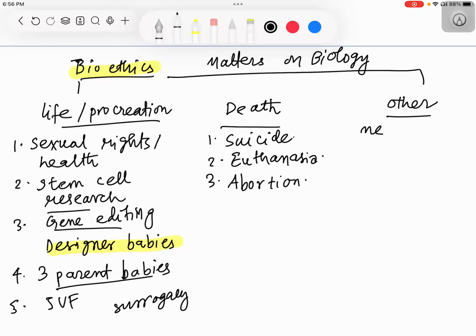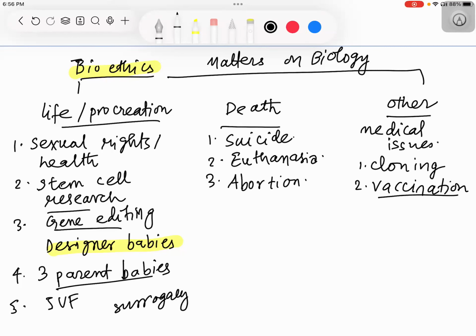In other cases, there are some medical issues. For example, the issue of cloning, right? The issue of even vaccination. Where should we give vaccination? In fact, there is a controversy also whether vaccination itself should be allowed. Although the consensus right now is yes, it should be allowed, right? It is necessary. There is an ethical issue on medical trials.